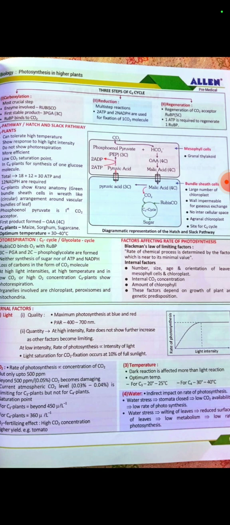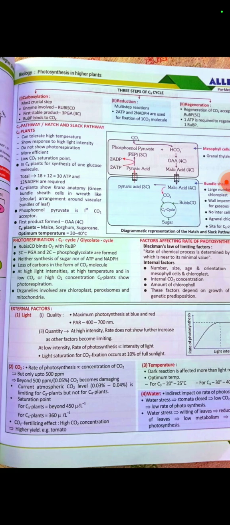Factors affecting the rate of photosynthesis. Blackman's law of limiting factors: the rate of a chemical process is determined by the factor which is nearest to its minimal value. Internal factors are the number, size, age, and orientation of the leaf, mesophyll cells, and chloroplast, internal CO2 concentration, and amount of chlorophyll. These factors depend on the growth of the plant and genetic predisposition.